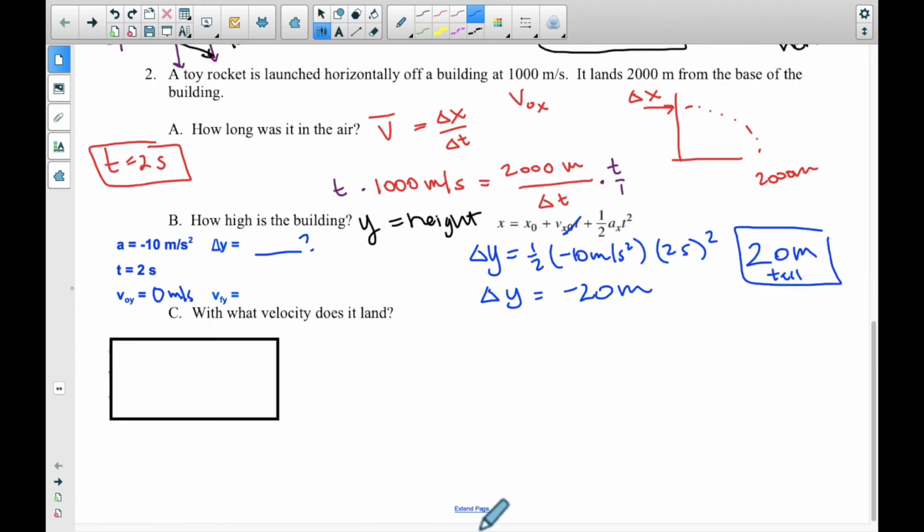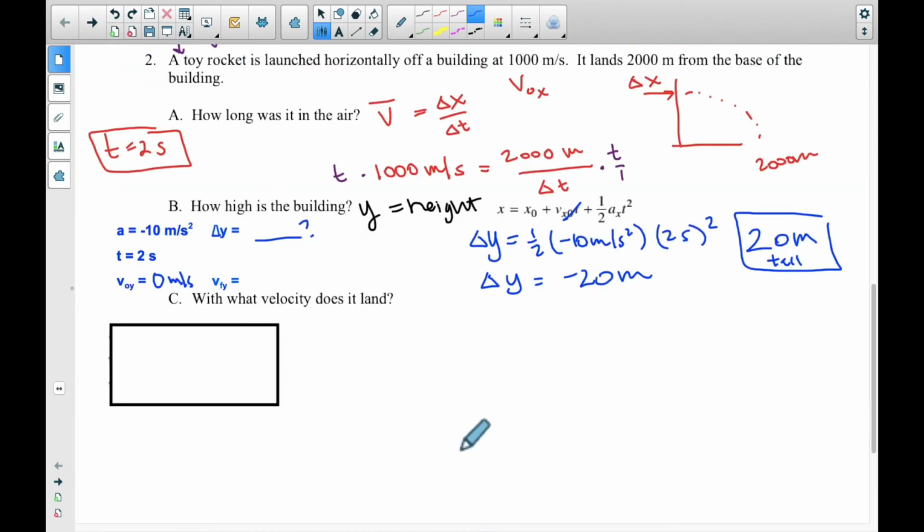Okay, last question, but it is a big question. And I say it's a big question because they have the question, what velocity does it land? And they didn't break it up between x direction and y direction, but we need to. But we know that the x direction velocity never changes. So whatever it started at, that's also what it's going to end at in the x direction. So this is going to end at 1,000 meters per second as far as the x direction goes. Well, what about the y direction? That's the one we need to talk about a little bit.